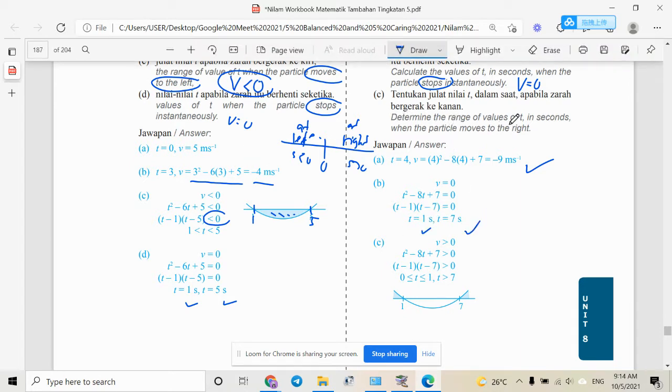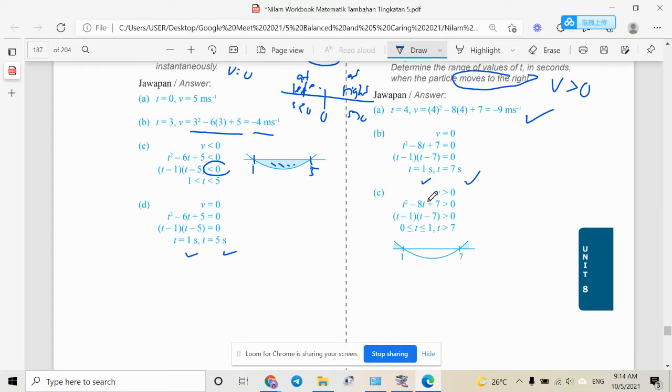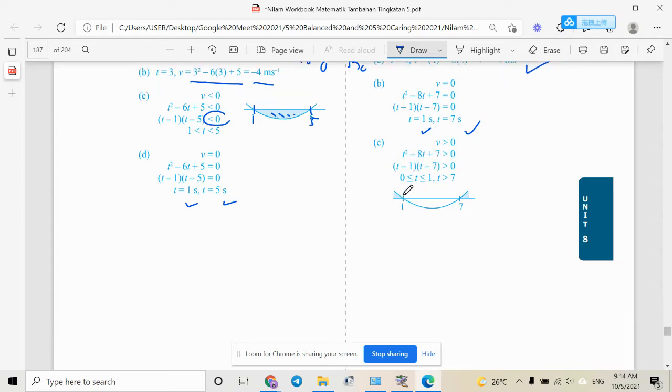Question C, determine the range of t in second when the particle moves to right. So remember, particle moves to right, we use v greater than 0. So substitute the quadratic equation. When you get this quadratic equation, you need to do factorization. After factorization, you have two values of t. One is 1, one is 7. And then draw a smiley face because a is positive, greater than 0, so we choose above.